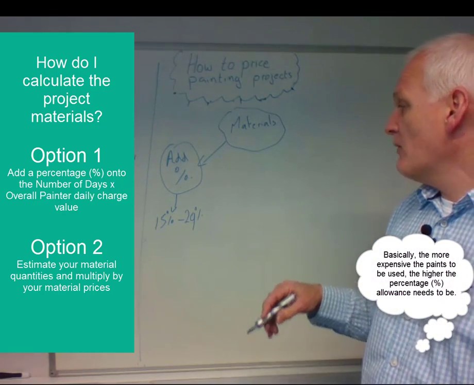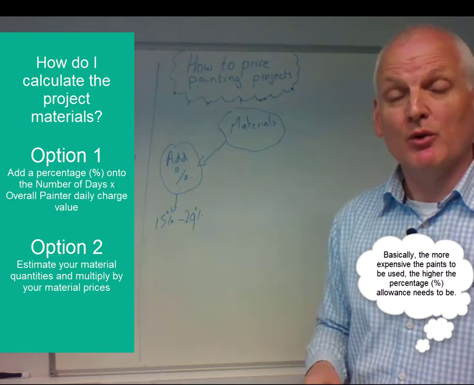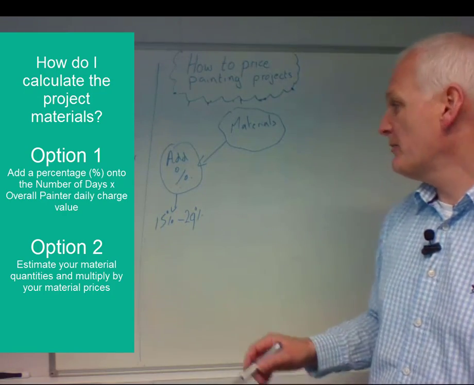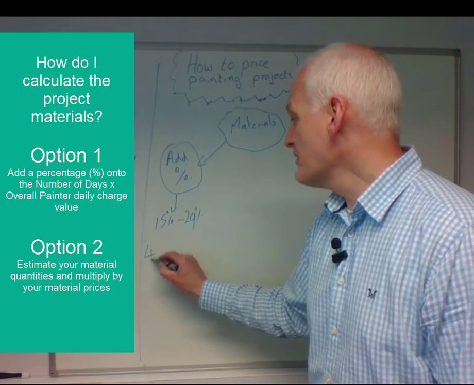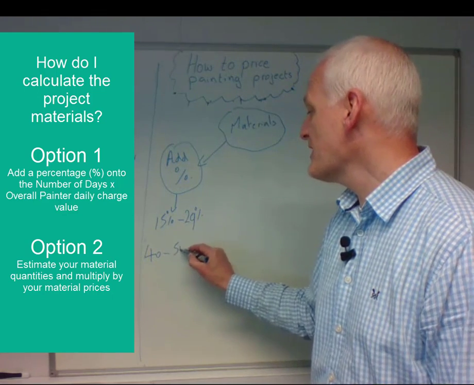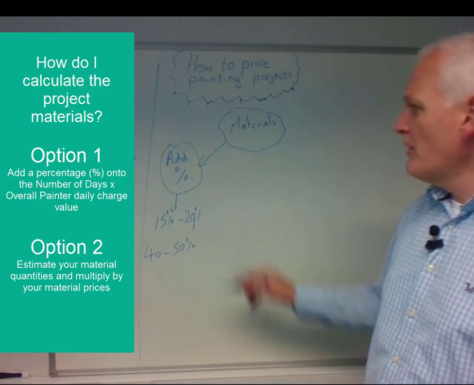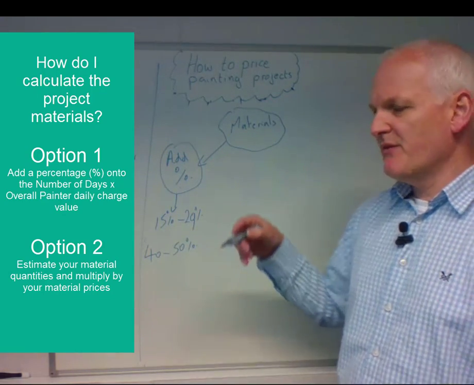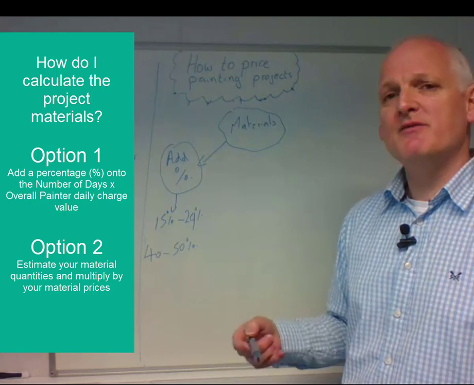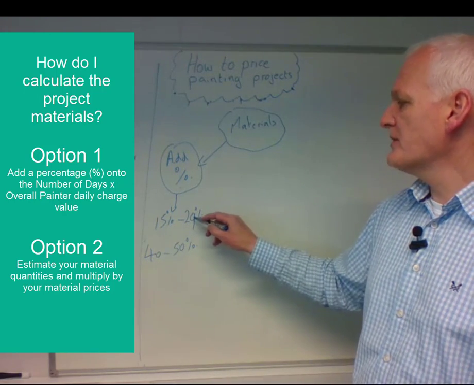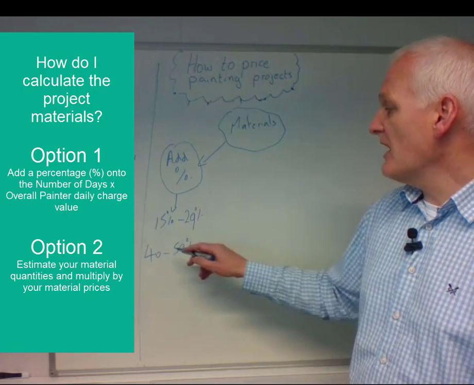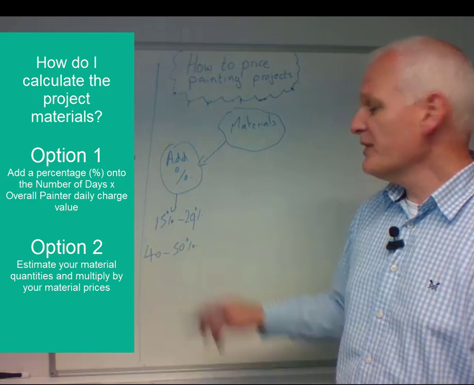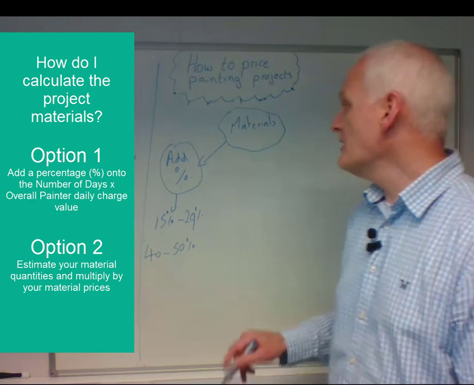somewhere in that region. Now, if you're using things like Farrow & Ball, Little Green Paint Company, Paint Library products, which are really expensive, then your material percentage allowance could be between 40 and 50%. So for cheaper standard contract materials, 15% should be sufficient. But if you're starting to step up and you're using higher value products, you could be going up to the 29% region. If you're using Little Green Paint Company, Farrow & Ball, that type of product, 40 to 50% allowance is what you're going to need.